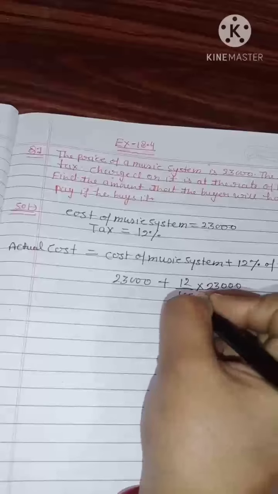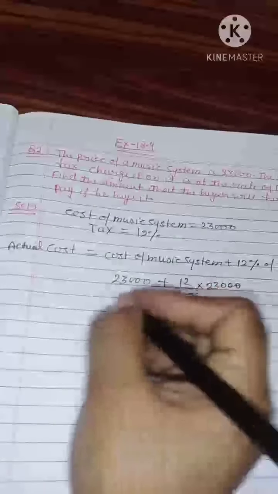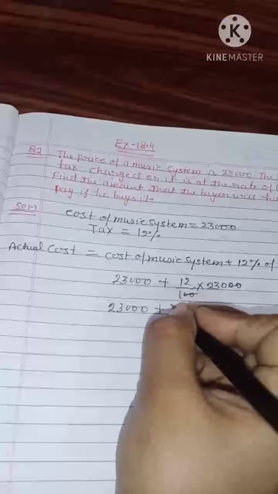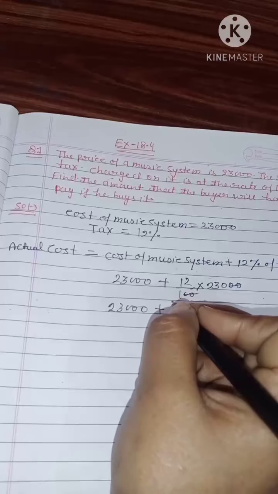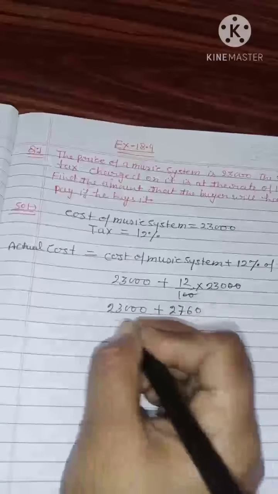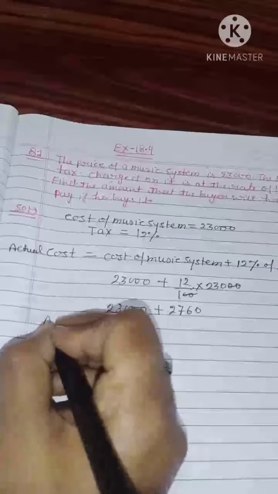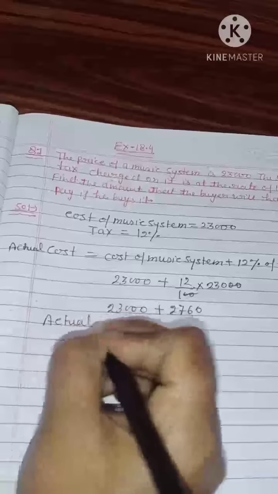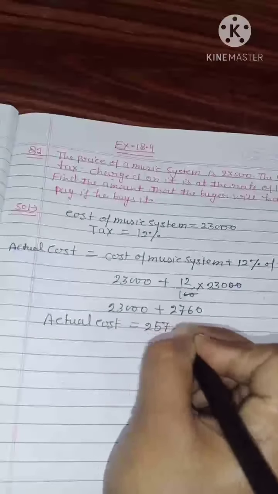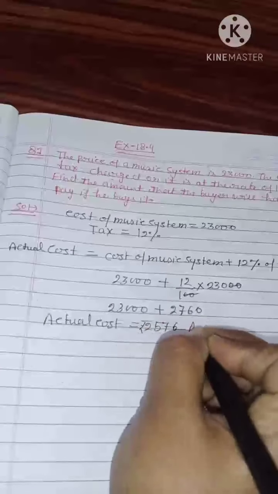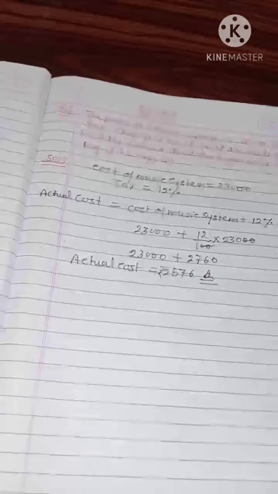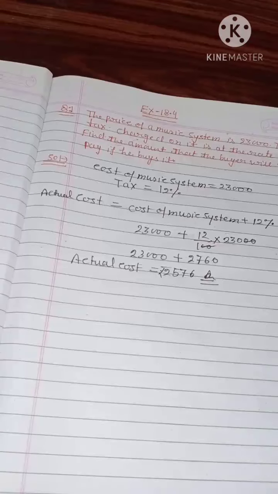So make them cancel by these two zeros. So it will be 23,000 plus 12 into 23. It will come, beta, how much? 276, so 2760 after the zeros. Okay, if you add them, the actual cost of the music system will be 25760 rupees, and this will be your answer. So in this way you have to do the questions of exercise 18.4.